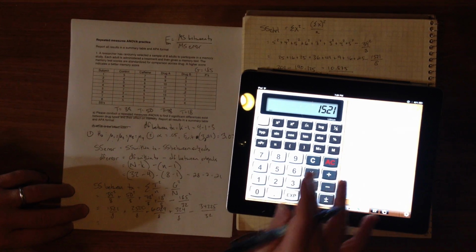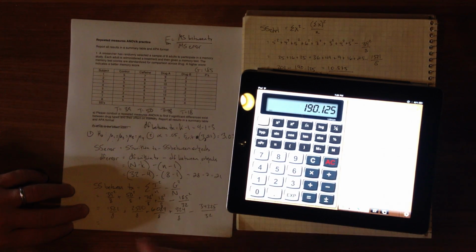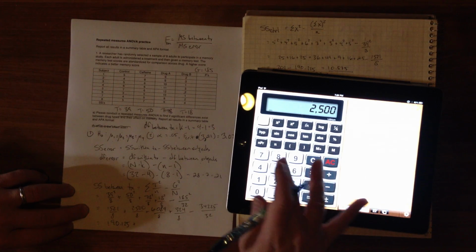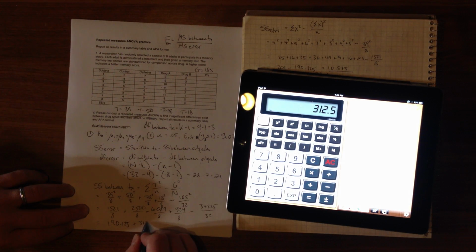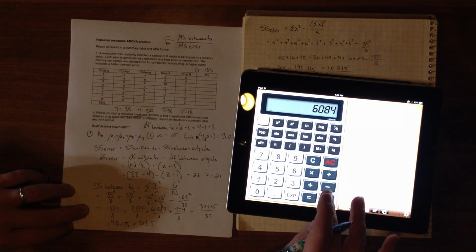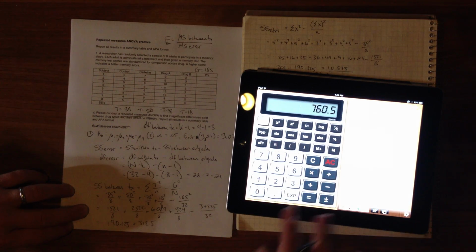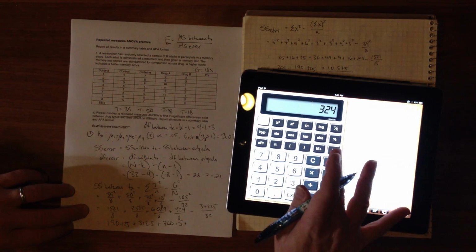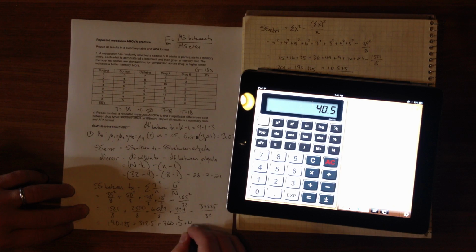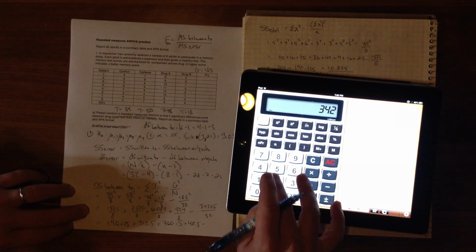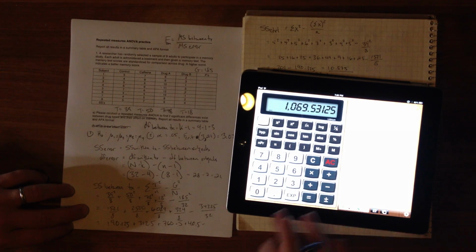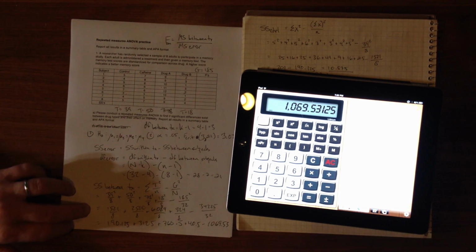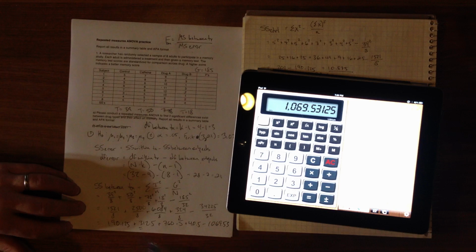Alright, 1521 divided by 8 is 190.125. 2500 divided by 8, 312.5. 6084 divided by 8, 760.5. And 324 divided by 8, 40.5. Minus 34,225 divided by 32 is 1069.53, and then there's some rounding in there. Let's see what we come up with.